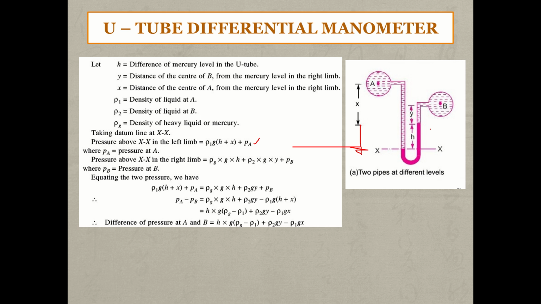And if you see the pressure in the right limb, at point B there will be pressure PB, so it's PB plus, because of this liquid, rho 2 GY, and because of this H it is rho G GH. So finally the pressure in the right limb is PB plus rho 2 GY plus rho G GH. And once you equate both the pressures and solve, you will get the value of PA minus PB as H into G into rho G minus rho 1 plus rho 2 GY minus rho 1 GX.